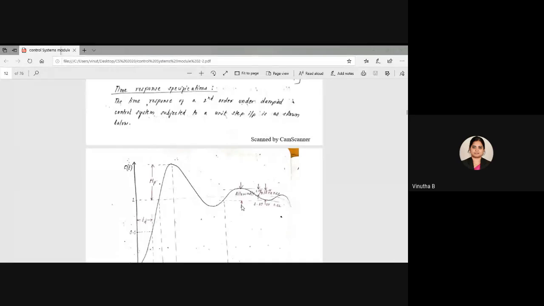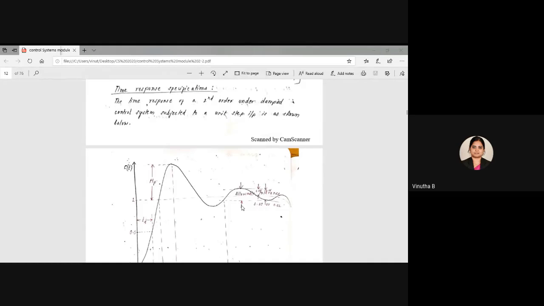The time response specifications are the delay time, rise time, peak time, peak or maximum overshoot, and settling time. So these are the various time response specifications that we will be studying today. To study this, we are going to consider the time response of a second order underdamped control system subjected to a unit step input.